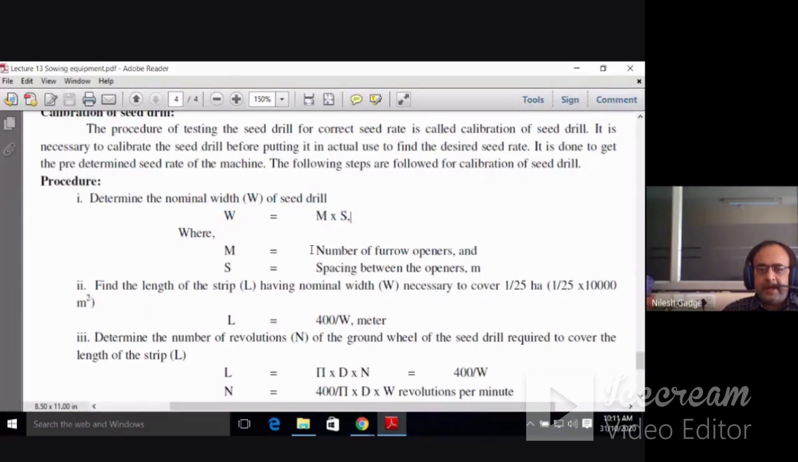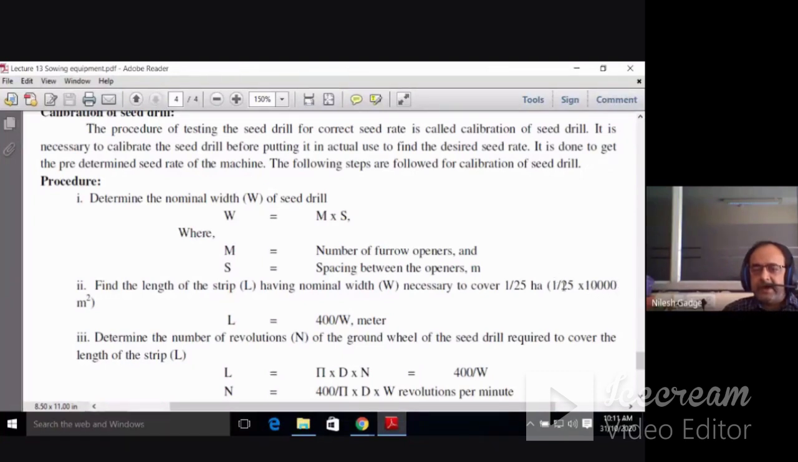What is m? M is the number of furrow openers and s is the spacing between the furrow openers in meters. So what is the spacing? Spacing means the distance between two successive furrow openers. Then the second step, find the length of the strip L having nominal width W necessary to cover 1/25th of 1 hectare. Now, 1 hectare is equal to 10,000 square meter.